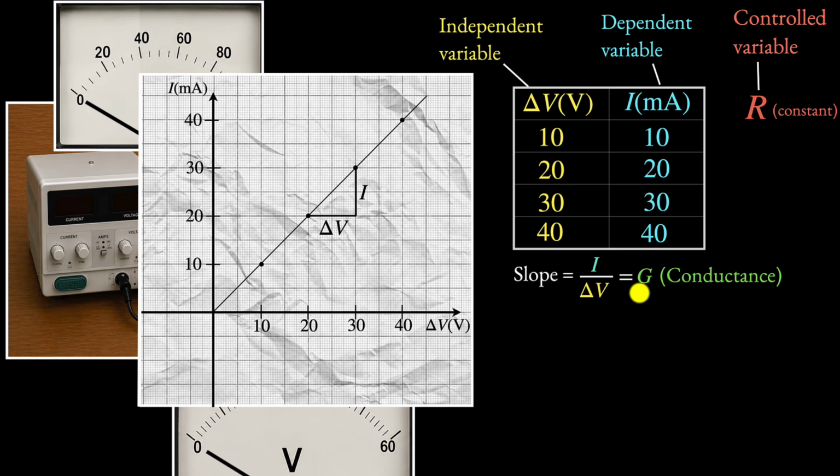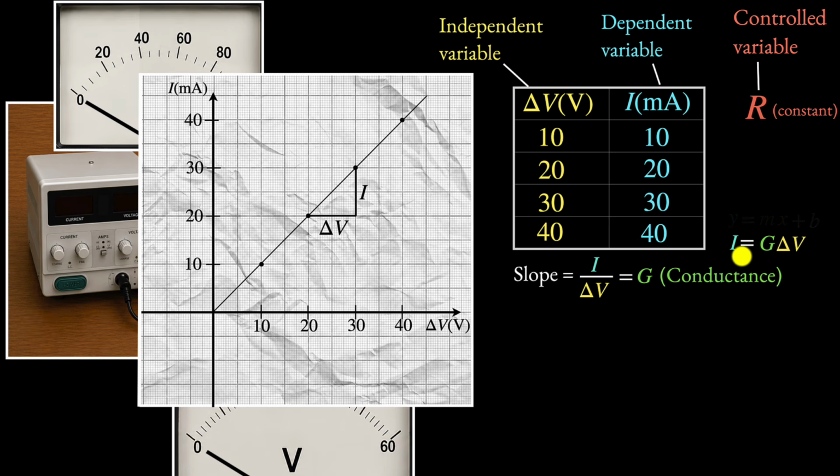Why is it called conductance? Well, it's a measure of how good a conductor this material is. I mean, think about it. If the graph was having a higher slope, then it means for a given voltage, you get even more current, right? That means it's a better conductor. So that's why the slope literally represents how good a conductor is, and that's why the slope is called the conductance. And by the way, if you rearrange this equation, you get I equals the conductance times delta V.